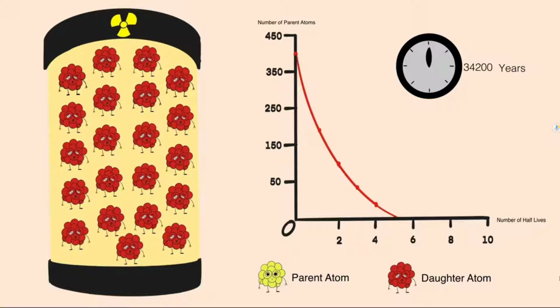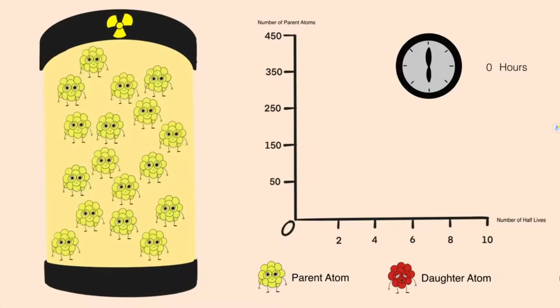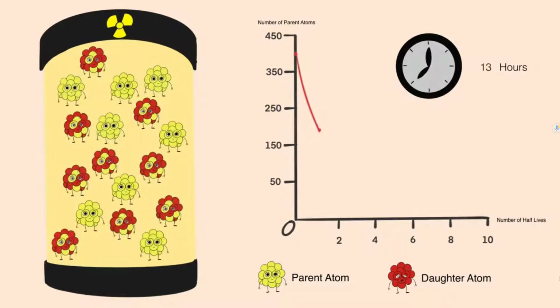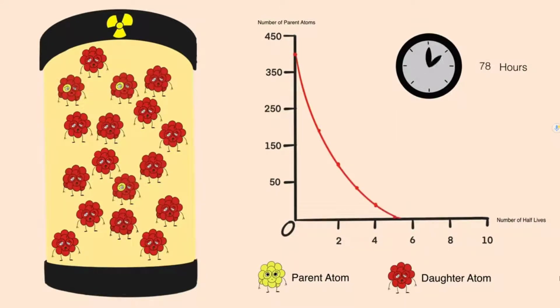Now let's quickly look at another nuclei, iodine 123. Now this has a half-life of only 13 hours, so it will still take 6 half-lives to reach 1% unstable nuclei, but it will do this much quicker, in only 78 hours.